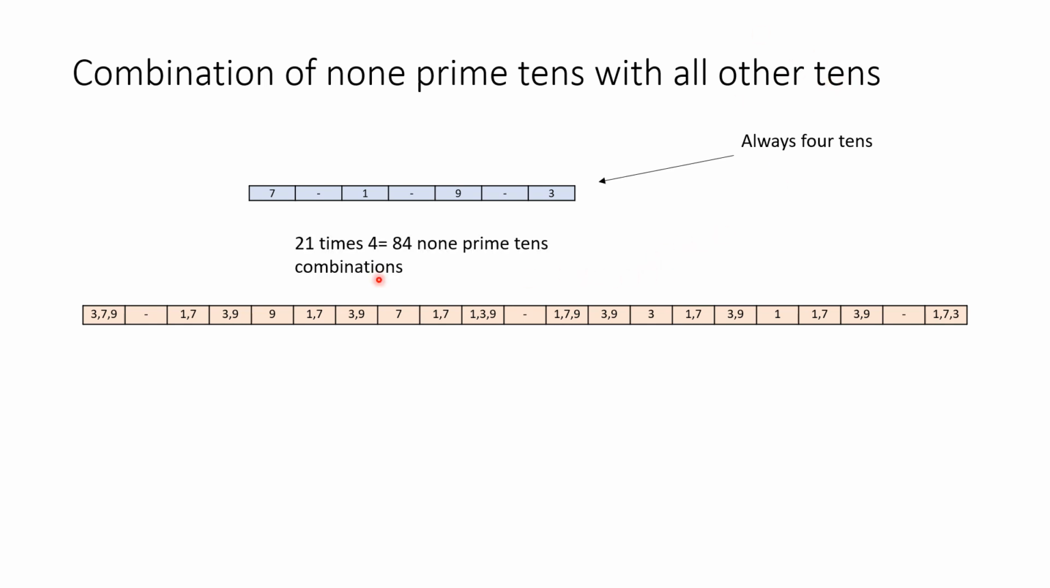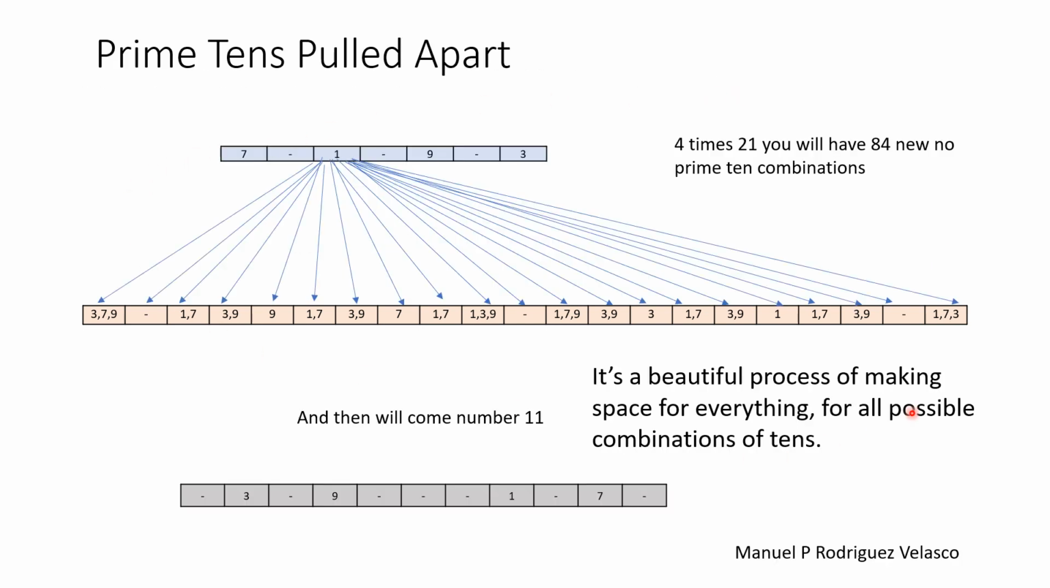We have here 4 non-prime tens, the 7, the 1, the 9, and the 3. But they're going to combine with all other tens of the cycle. Look how many combinations are formed. That's why the prime tens combinations are pulled away, because you're creating more and more non-prime tens. It's a beautiful process of making space for everything, for all possible combinations.